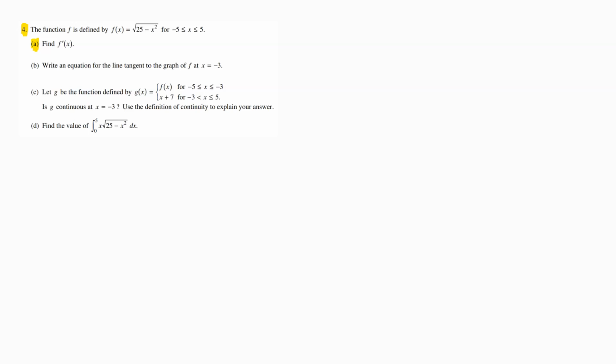Alright, so part A here just wants us to go ahead and find the derivative of this function they've given us up top here, f of x. So we'll start off and we've got f of x equals the square root of 25 minus x squared. The first thing you want to do before you go rushing in to take a derivative is look for a handful of algebraic rewrites. And anytime you see a root in a problem, that is one of the ones you want to be on the lookout for.